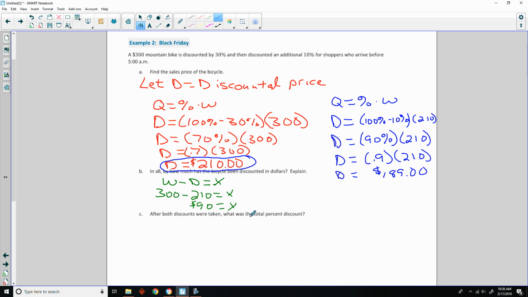After both discounts were taken, what was the total percent discount? Well, was it 30 plus 10 equals 40%, or was it something else? Okay, I haven't answered this question yet, though. It says, in all, by how much has the bicycle been discounted in dollars? So the original price was $300, and now it's $189. So 300 minus 189 is $111. So there's the answer to question B, $111.